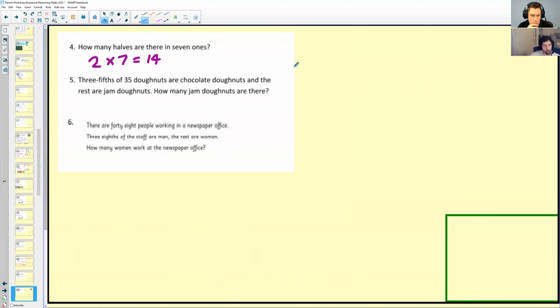So 3/5 of a donut. Again, this would be a classic. Times and divide. So 3/5 of 35. Again, let's divide first. It makes it smaller. So that's going to be 7 times by 3, 21. We can do that in our heads, hopefully, without too much difficulty.